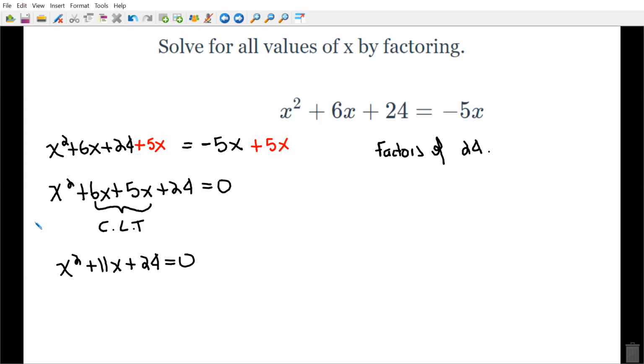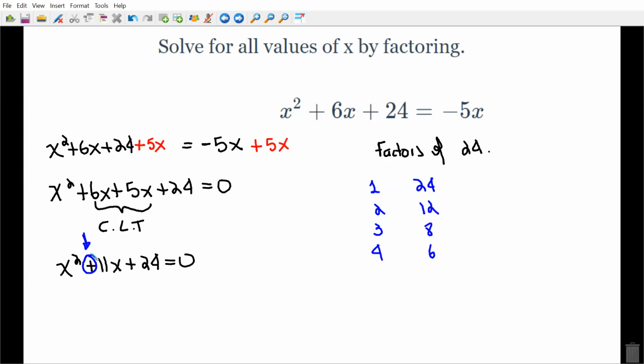And now the factors of 24 are going to be 1 and 24, 2 and 12, 3 and 8, and 4 and 6. Okay? Now these could be positive, or they can also be negative. But you can see, guys, that over here I have a positive sign. And if I have that positive sign, I don't have to be worried about negative factors, okay?